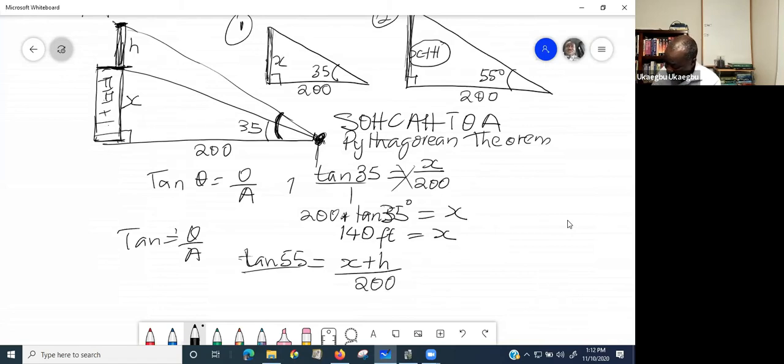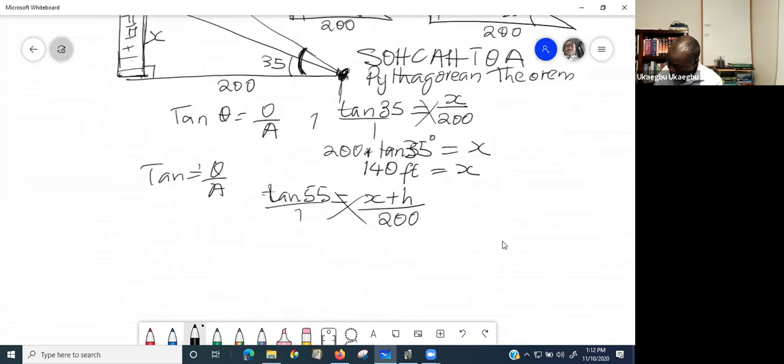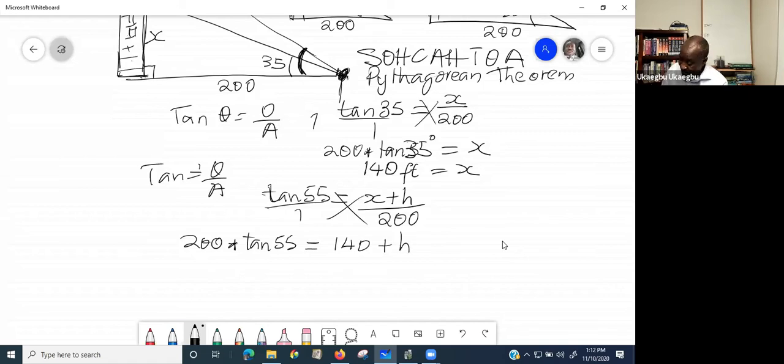So we just repeat the same process by doing the cross multiply. And that should give us what? 200 multiplied by tangent of 55 is equal to X plus H. If you like, you can do the substitution now. X is 140, plus H. All right? So evaluate the left side. Use your calculator. What does 200 multiplied by tangent of 55 give you?